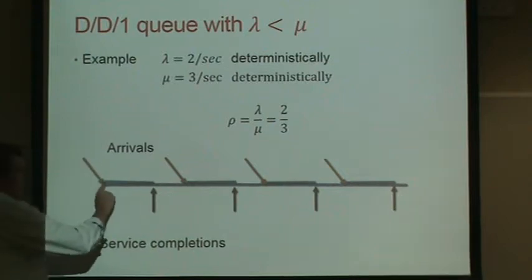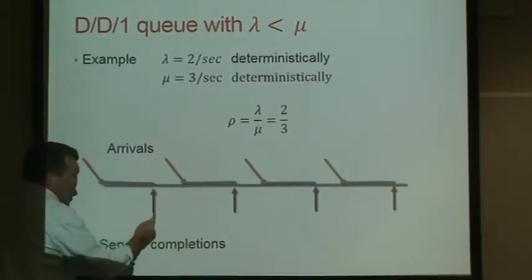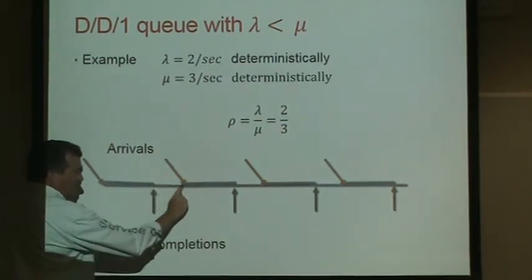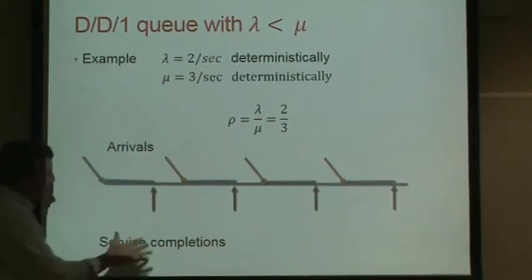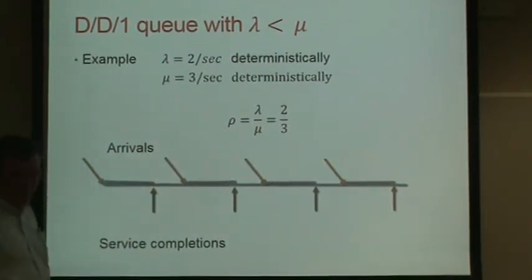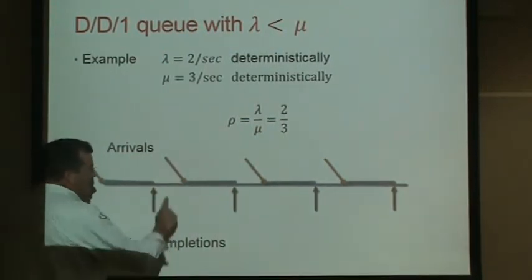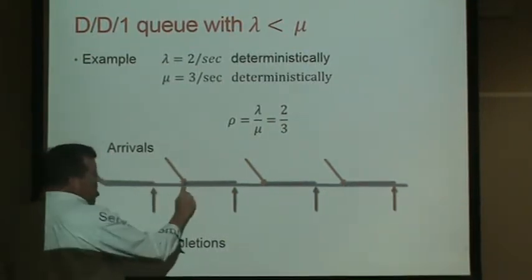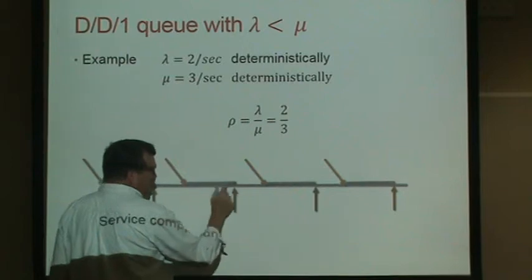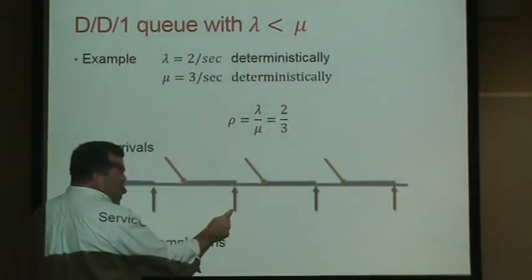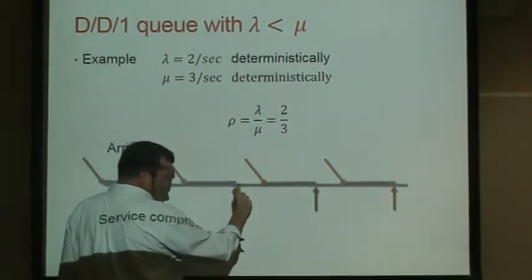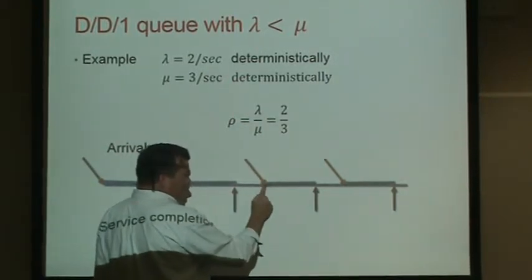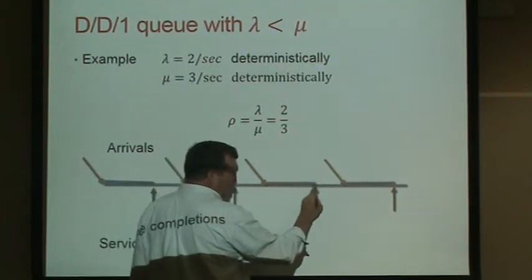So a customer arrives, and then they're being served, and right here their service is done. So now the server is sitting idle. If this was like a cashier, the cashier's playing on Facebook until the next customer shows up. Then the next customer shows up a half a second after the first one and gets served for 1/3 of a second, and then is done. Then the server is idle, then the next customer shows up, goes right into service, doesn't have to go in the queue, gets served, gets done here.